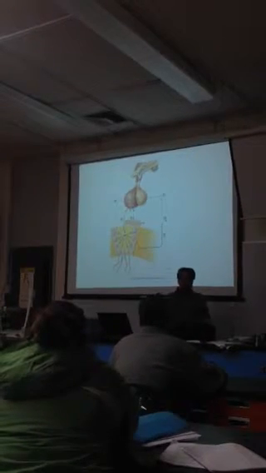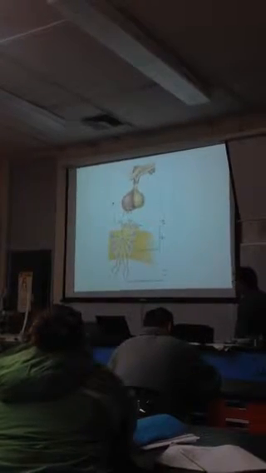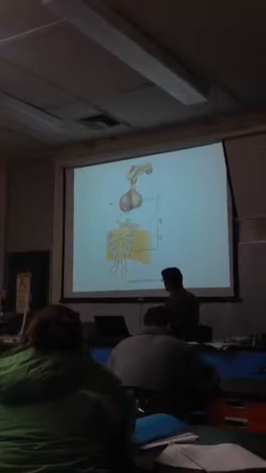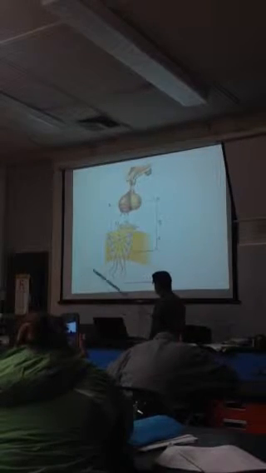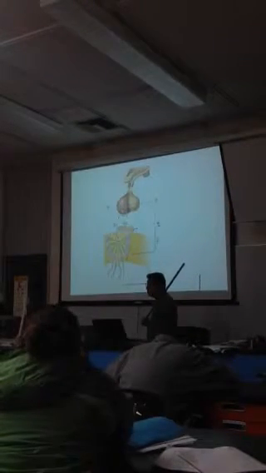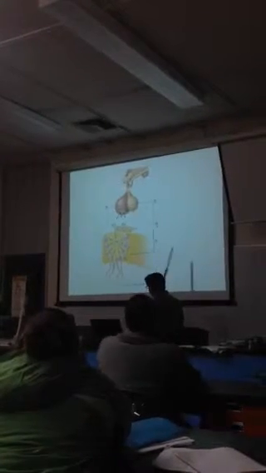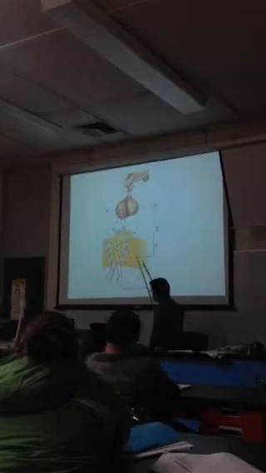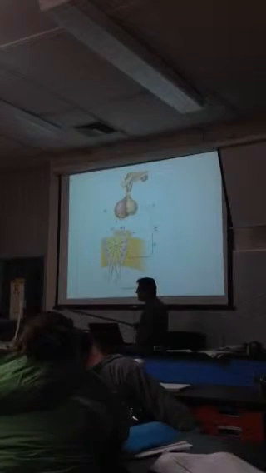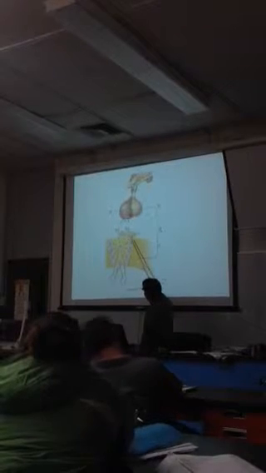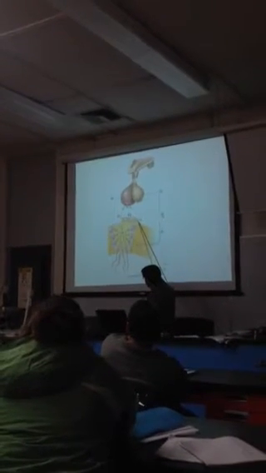This is hormonal regulation of the male reproductive system. The hypothalamus releases gonadotropin releasing hormone, which comes to the anterior pituitary gland, which releases follicle stimulating hormone and luteinizing hormone. The follicle stimulating hormone acts on the spermatogenic cells, causes production of spermatozoa, and the luteinizing hormone acts on the interstitial cells, which produce testosterone.